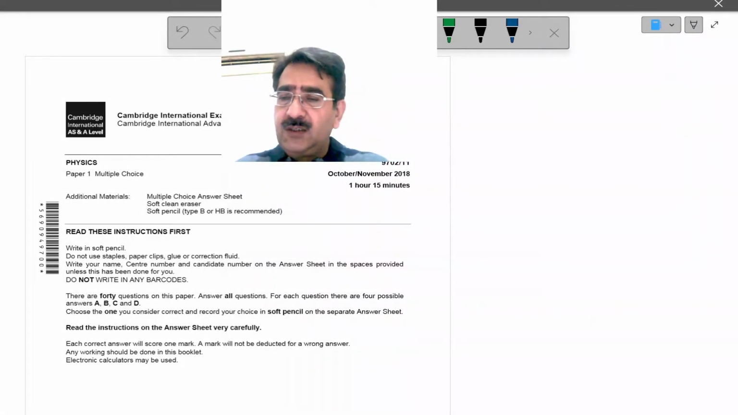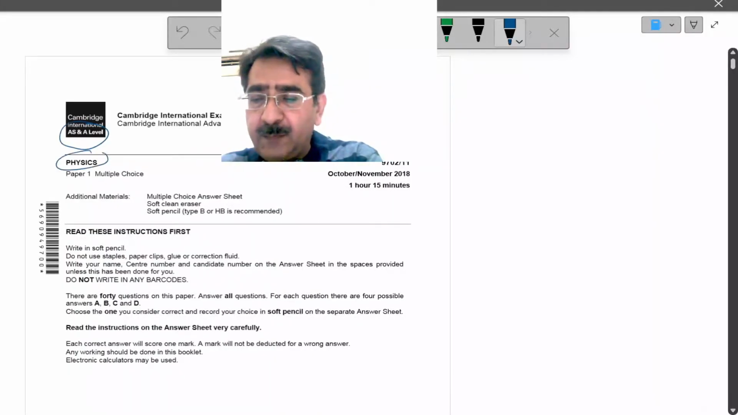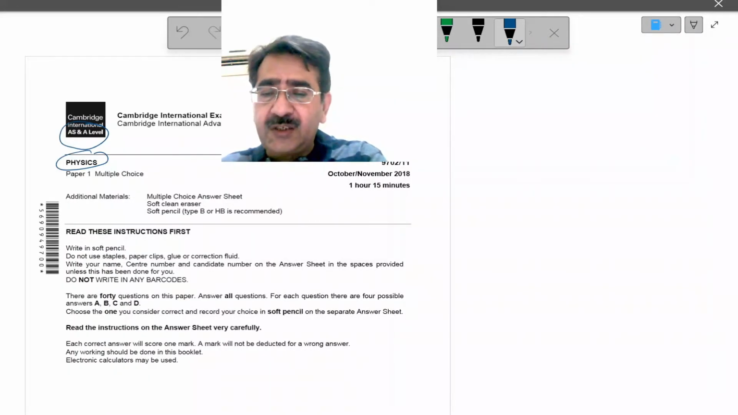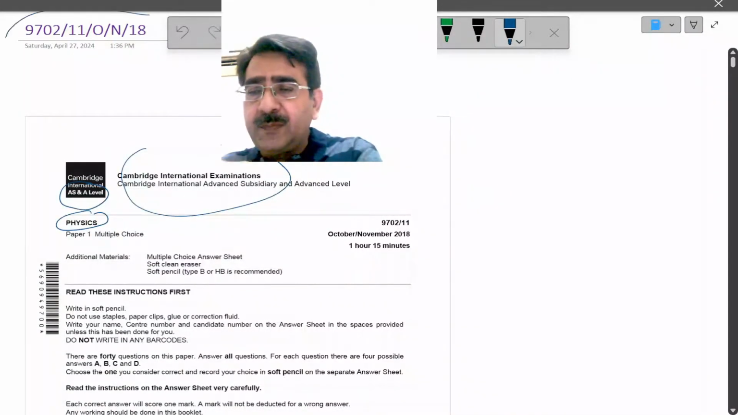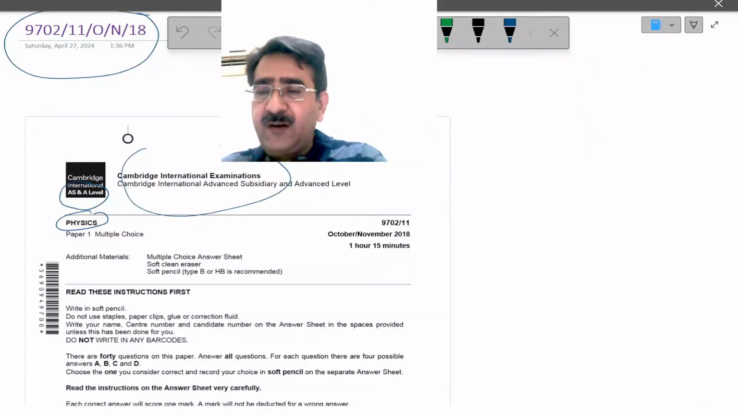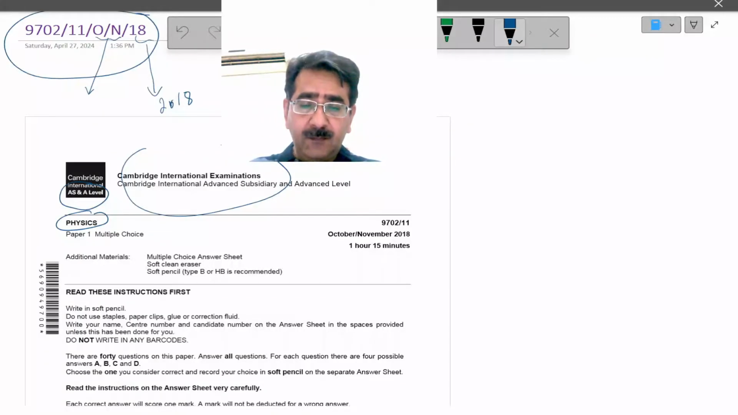My name is Atta-ul-Latif. Today I will discuss the AS A-level physics paper related to Cambridge International Examination. The code for this paper is this: 1 stands for paper 1, O and N represent the month, O for October and N for November, and 2018 represents the year of the exam.